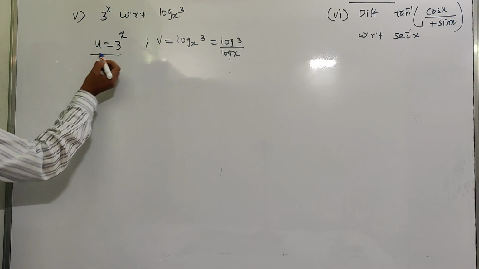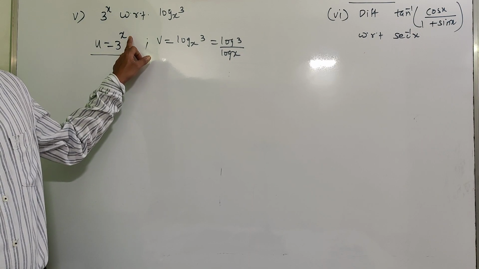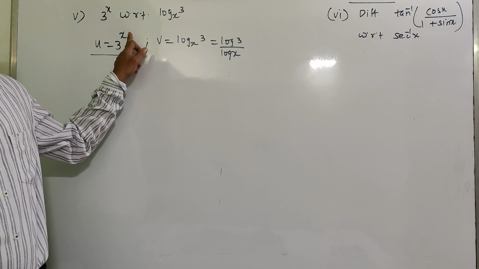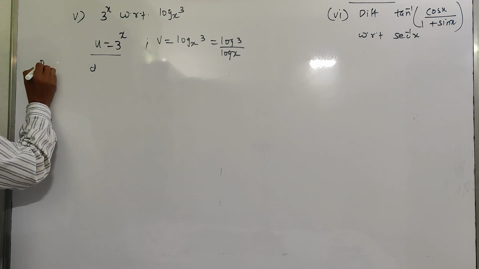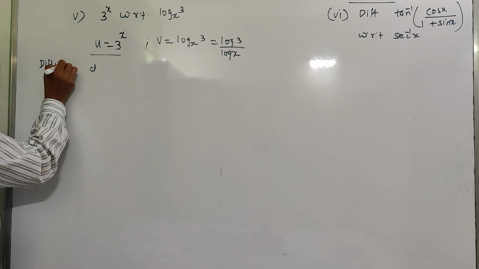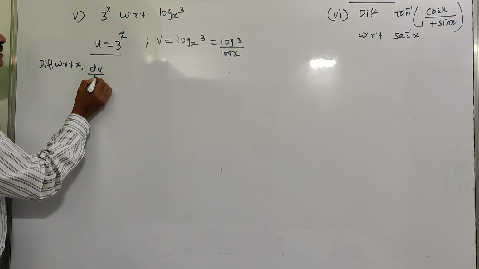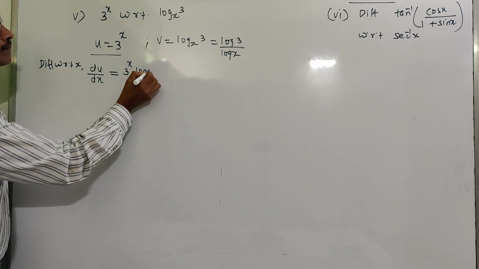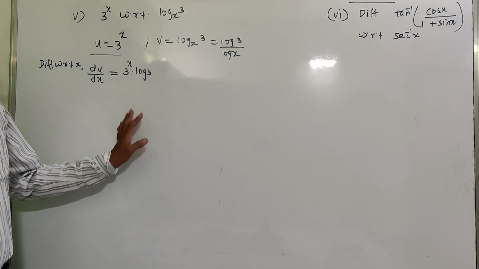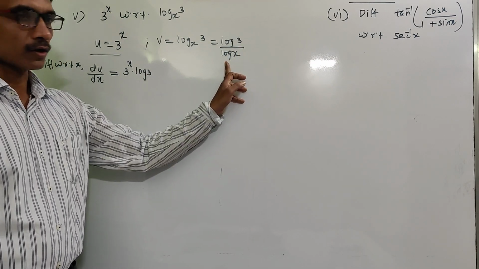Now see here, u is equal to 3 raised to power x. What is the derivative of a raised to power x? It is a raised to power x into log a. So differentiating with respect to x, du by dx is equal to 3 raised to power x into log of 3. Then log 3 is constant, here 1 upon log x.